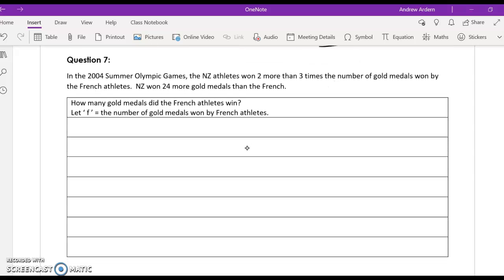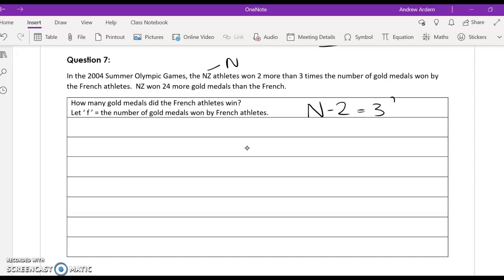Here, New Zealand athletes won 2 more than 3 times the number of gold medals won by the French athletes. 2 more. So I'm going to call that letter N, number of golds New Zealand won. And if you took away the 2 from the number of golds New Zealand won, that would equal 3 lots of the number of golds that France won.